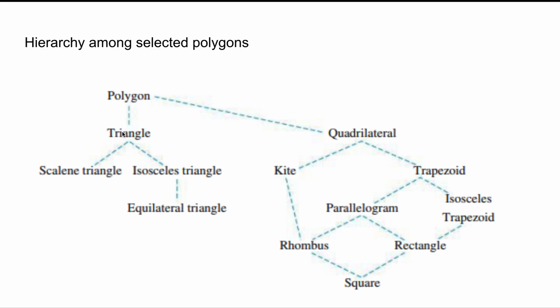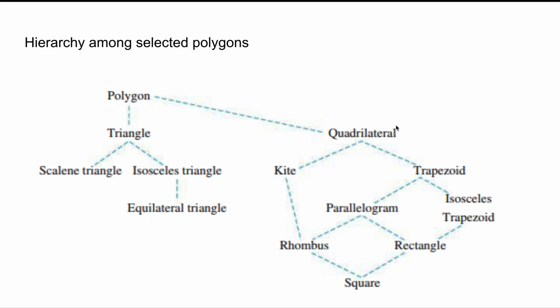Triangles can be classified using their side lengths. If all 3 sides are different, we call that a scalene triangle. If at least two sides are congruent, we call that an isosceles triangle. If all sides are congruent, we call that an equilateral triangle.